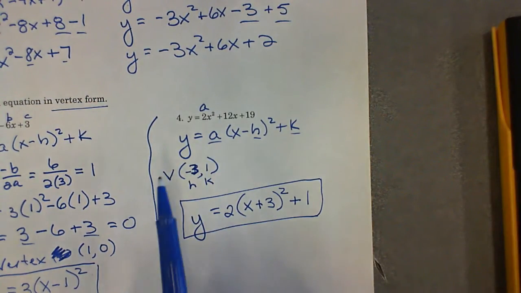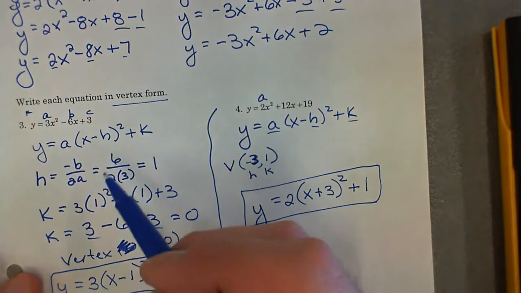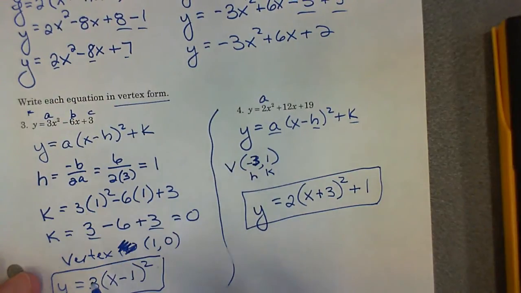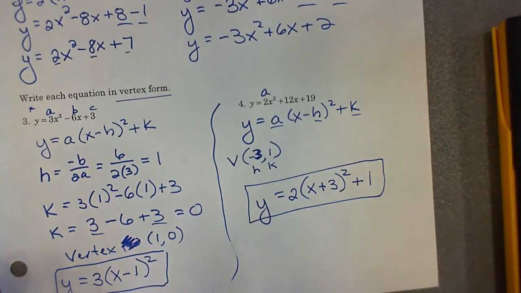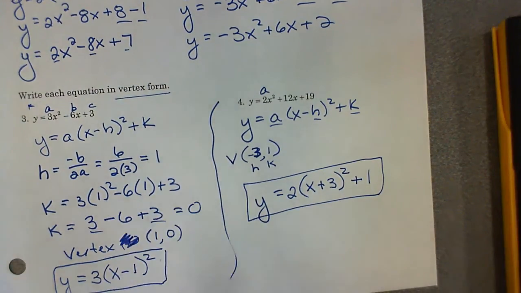This time we found the vertex using the calculator rather than doing the algebra. So this is the algebraic method, using the opposite of b over 2a and then plugging back in. Or you can find the vertex on your calculator and then plug back in. The calculator version doesn't always work, especially if the vertex is not a very nice point. But if it is a nice point, it's a nice, quick, efficient way of finding your vertex.